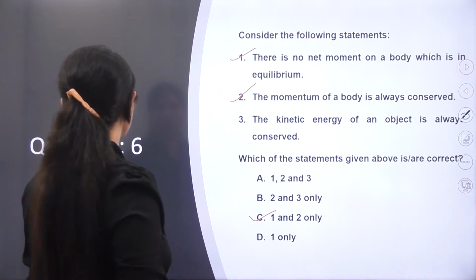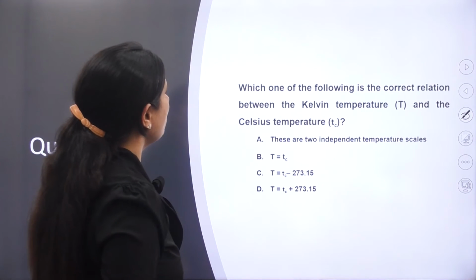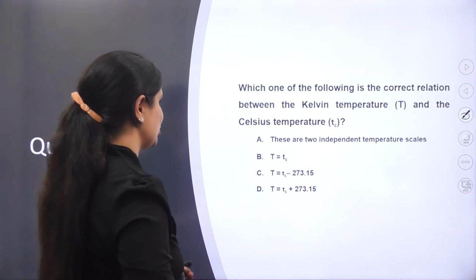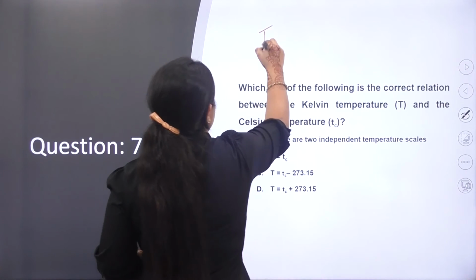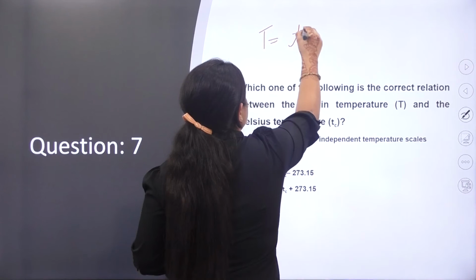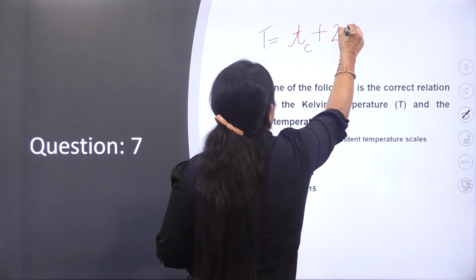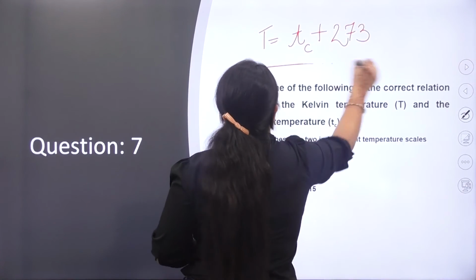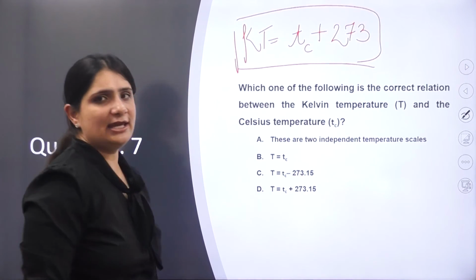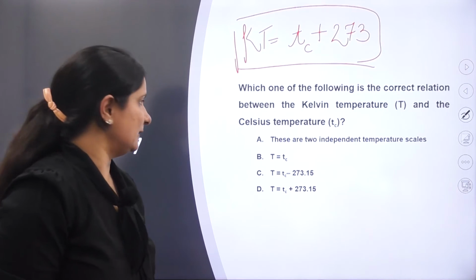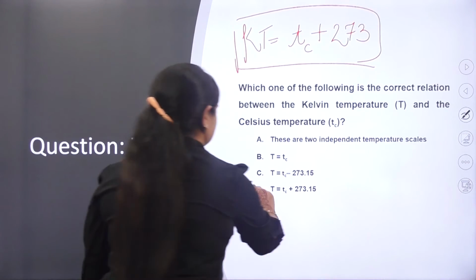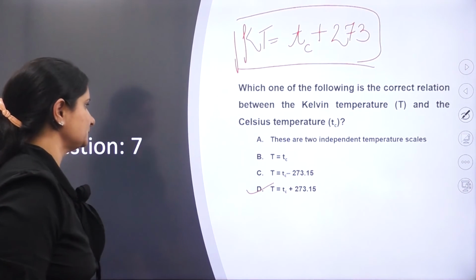So let's move to question number 7. Which one of the following is the correct relation between Kelvin temperature and Celsius temperature? If we represent Kelvin temperature by T, then Kelvin temperature is equal to the degree Celsius temperature plus 273. If we have to convert to Kelvin, we add 273 to the temperature in degree Celsius. That will give us the temperature in Kelvin scale. So our option becomes D. Right, D is the right option.